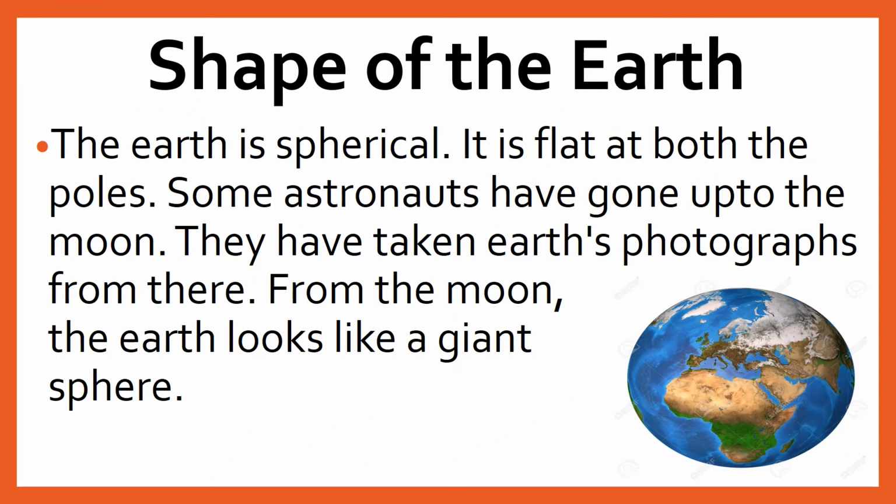The earth is spherical. It is flat at both the poles, North Pole and South Pole. Some astronauts have gone up to the moon. They have taken Earth's photographs from there. From the moon, the earth looks like a giant sphere.